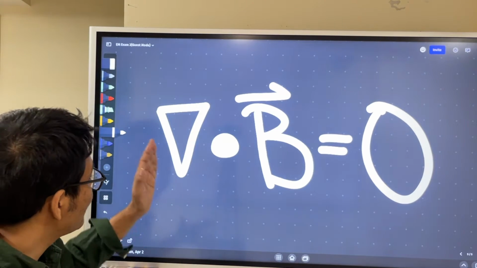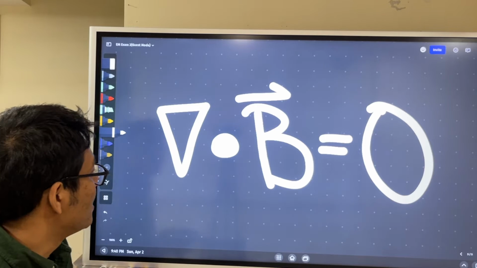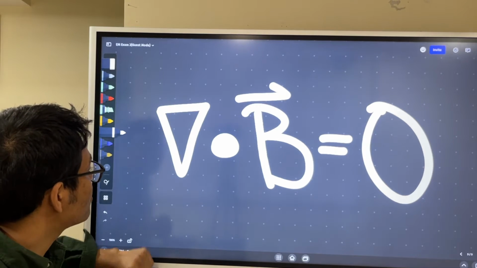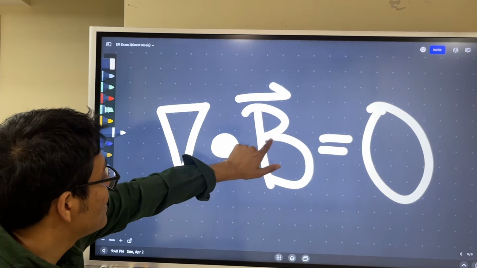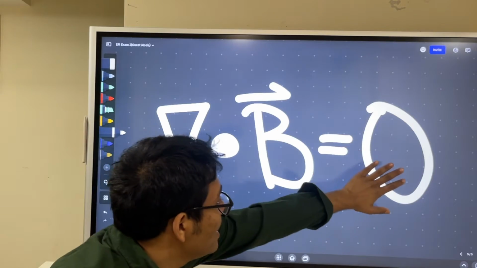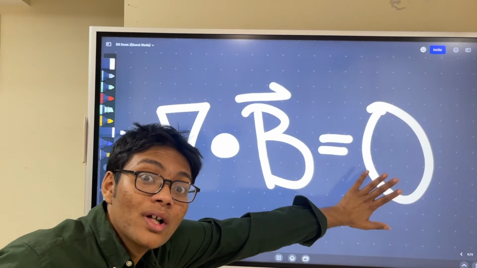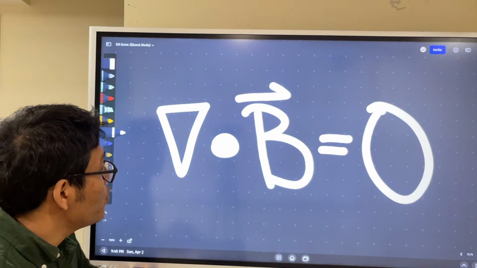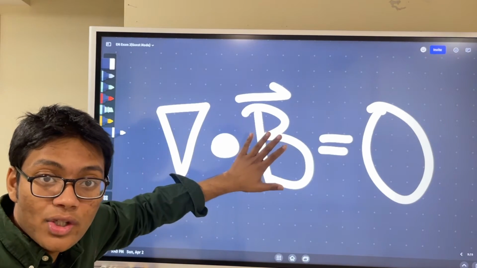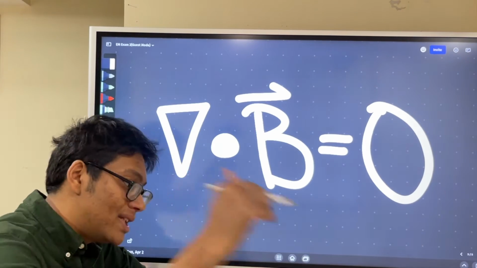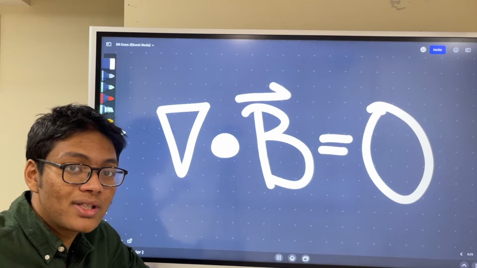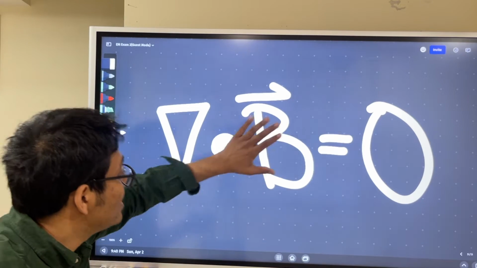Today we're going to break down what each of these symbols mean, from this upside down triangle to this dot, to this B, to this arrow, and even to why there's a 0 on the other side. But before we dive into Maxwell's second equation, let me quickly review what we did last time with Maxwell's first equation, the divergence of the electric field.